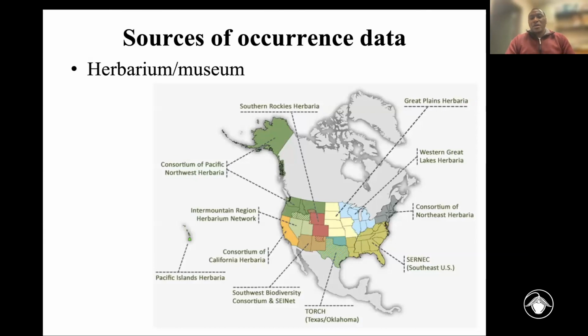So where do we get occurrence data for the taxa we want to work on? The very first place you want to think about is the herbarium, or the museum in terms of animals. But for plants, the very first place you want to think about is the herbarium. And this is one of the reasons why we, as plant scientists or botanists, are really concerned about funding for herbaria, because this is where we have a wealth of knowledge and information on our plants.